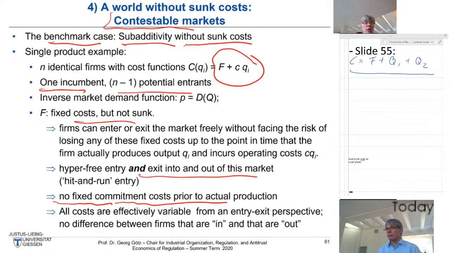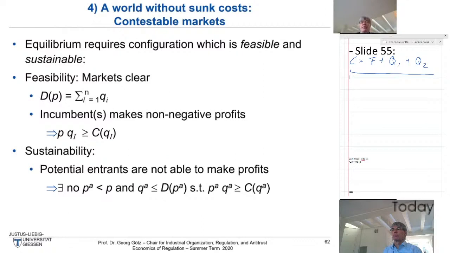But if you have that, you get a very interesting kind of result. Actually, what we have here is some kind of generalized Bertrand competition. Now, once you have fixed cost. And how does such an equilibrium look, or what are the equilibrium requirements or conditions? An equilibrium requires a configuration which is both feasible and sustainable. What does feasibility mean? It means that the market clears and the incumbent makes non-negative profits.